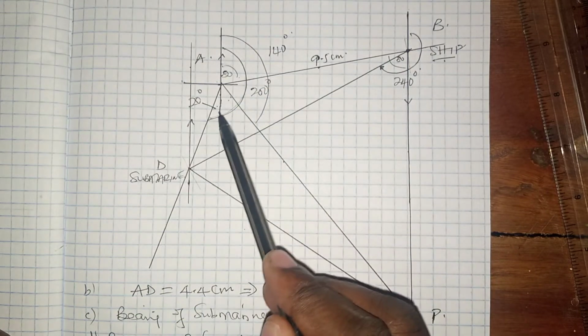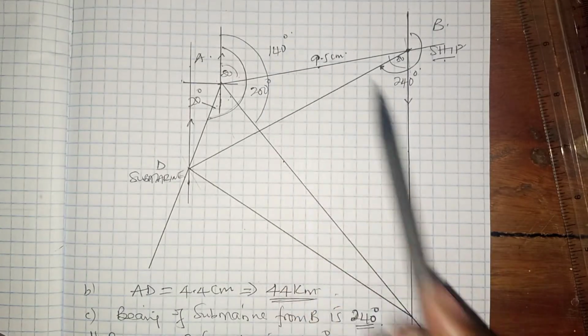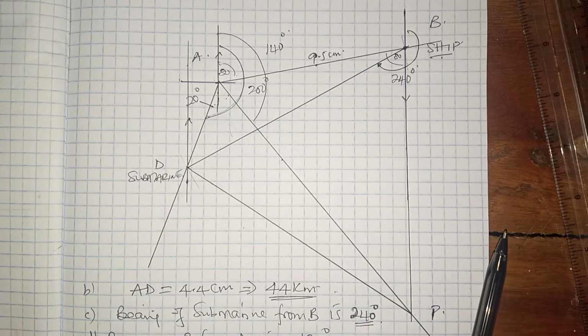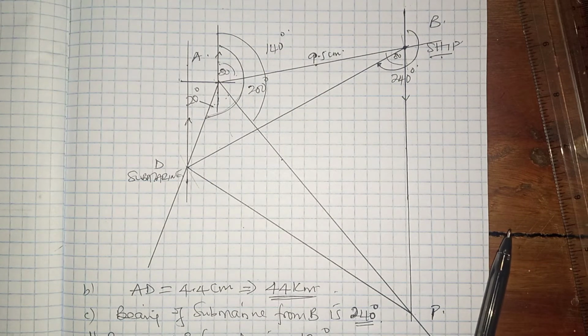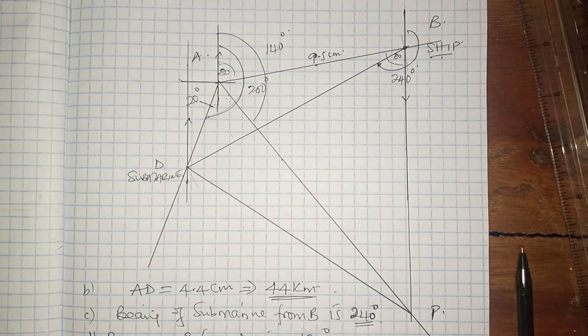This angle is 200 degrees, and this angle is 140 degrees. Now we need to respond to the questions that follow. Part B of the question: what is AD? We need to find out what AD is.